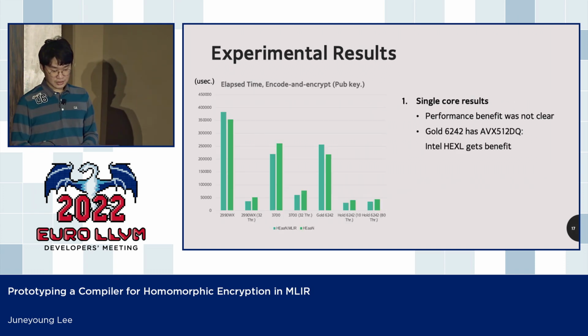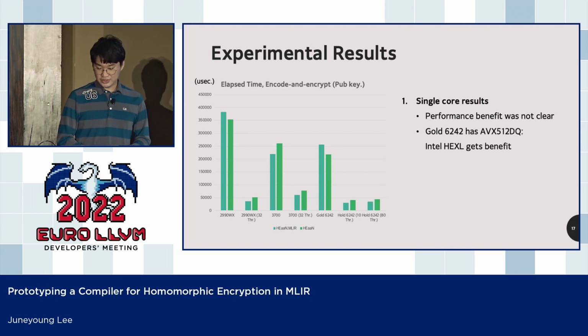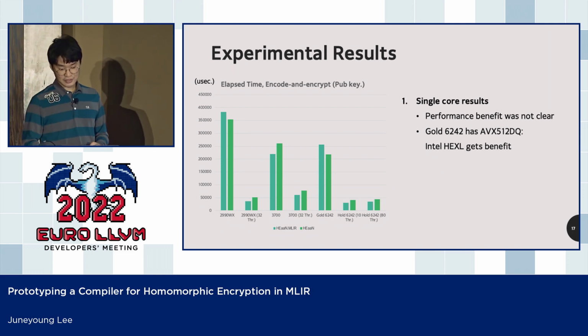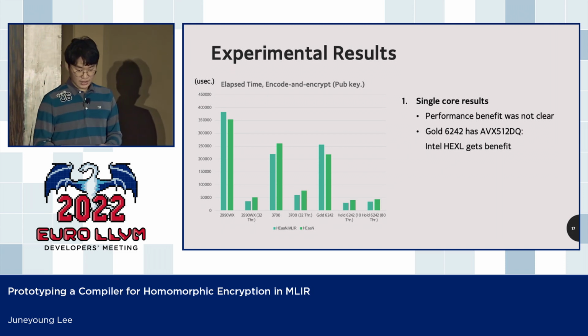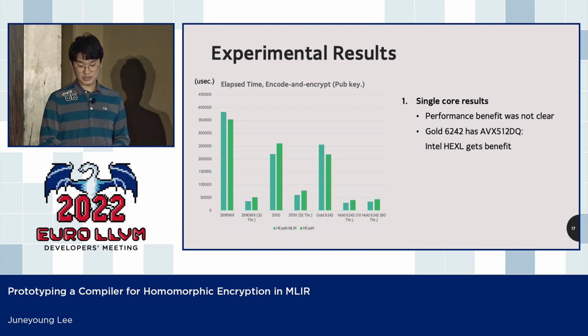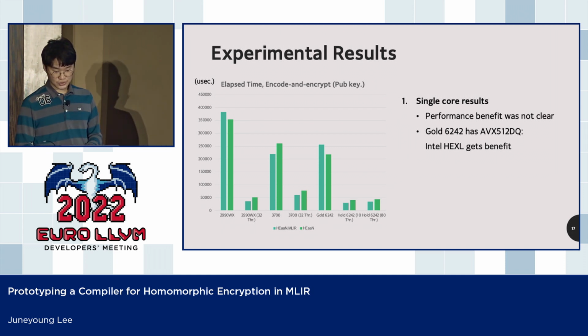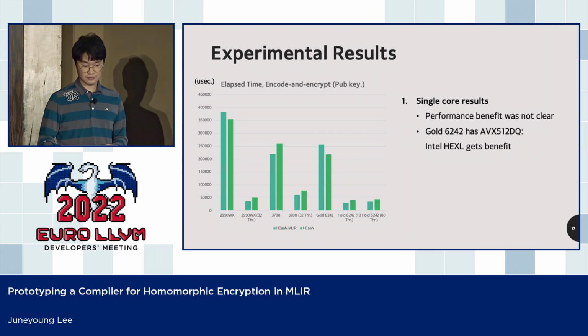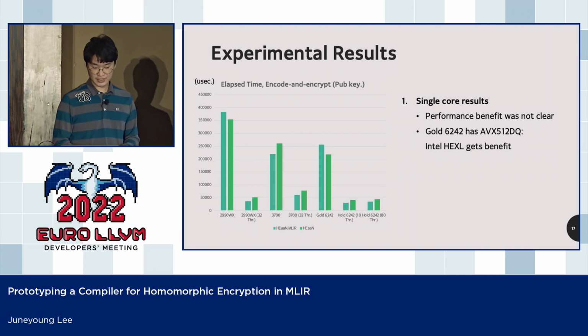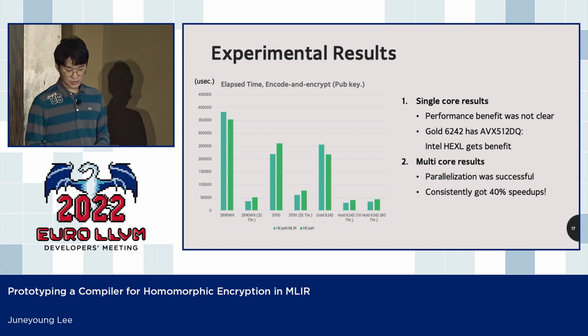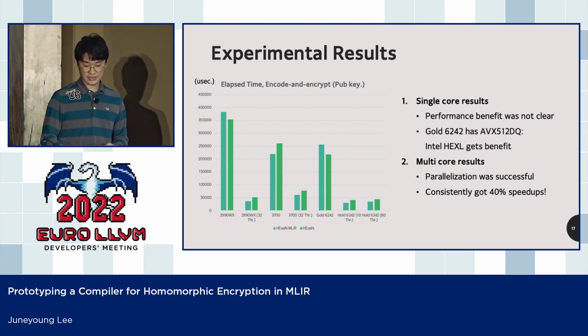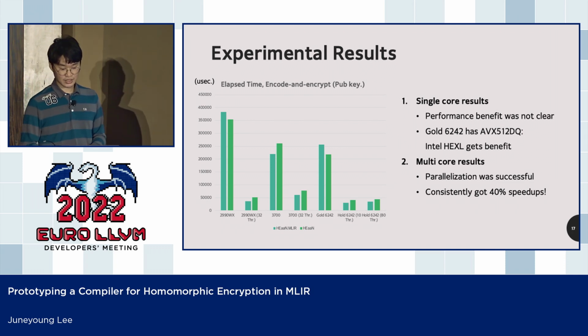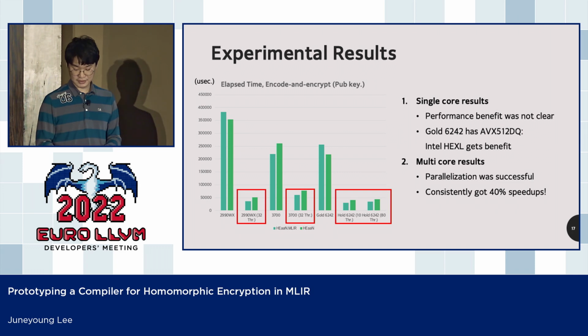And this is the experimental result. For the single core results, I found that the performance benefit was not very clear, especially in the case of the third machine, which has AVX512. Intel HEXL got very high benefit. But when it comes to multi-core, we found that the parallelization worked very successfully, and we could get about 40% speedups.